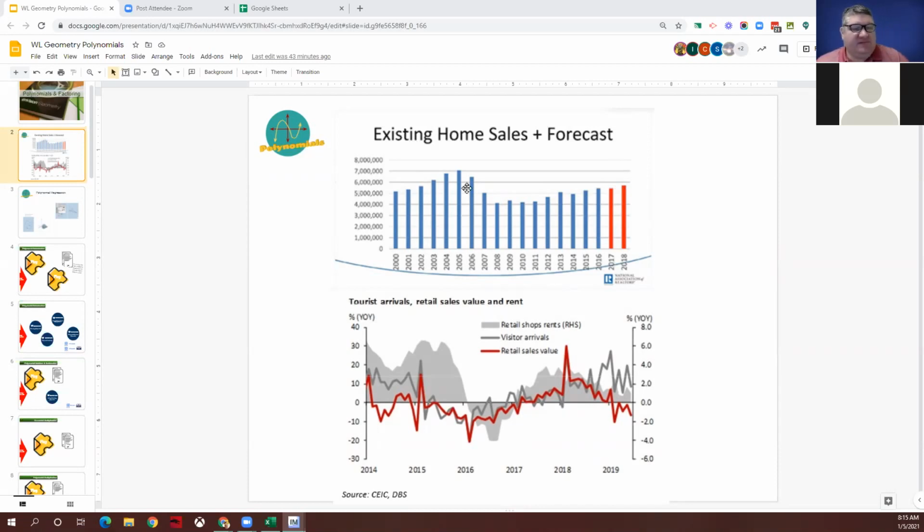While you're thinking about that, let's draw some stuff on here. First things first, if I tried to draw a straight line on this graph, does that straight line look like it follows the path of the graph? Yes or no?